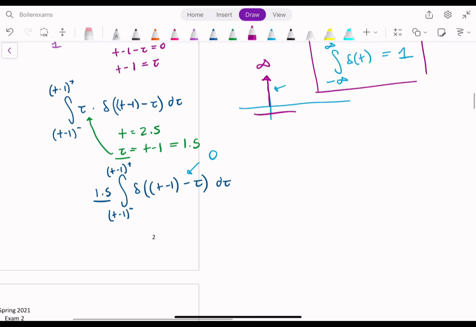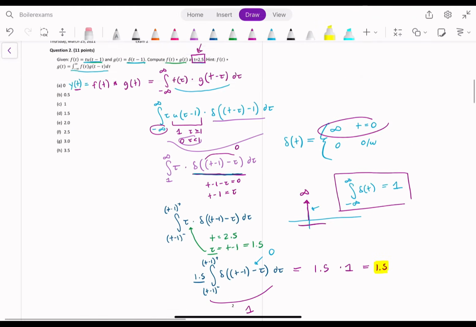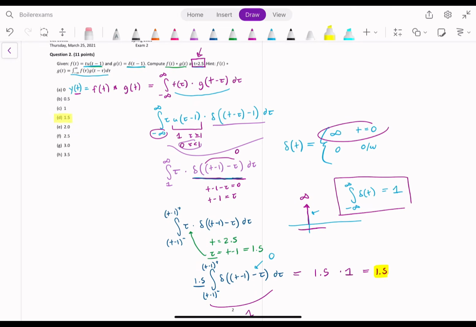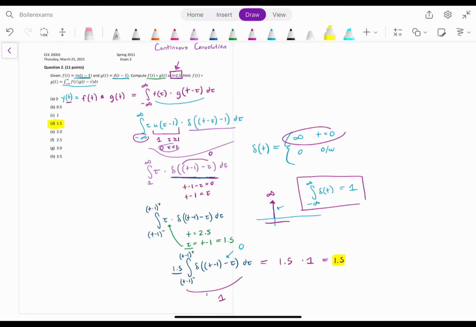And so therefore, the integral of this is equal to 1. And so this is just equal to 1.5 times 1, which is just equal to 1.5. And so therefore, this is our answer of the convolution of f of t and g of t when t is equal to 2.5. All right, sorry for going off the wheels there at the end.